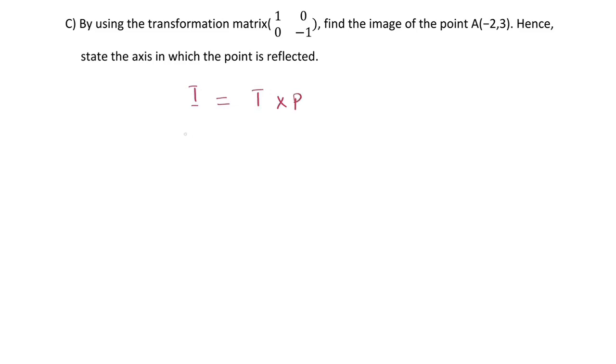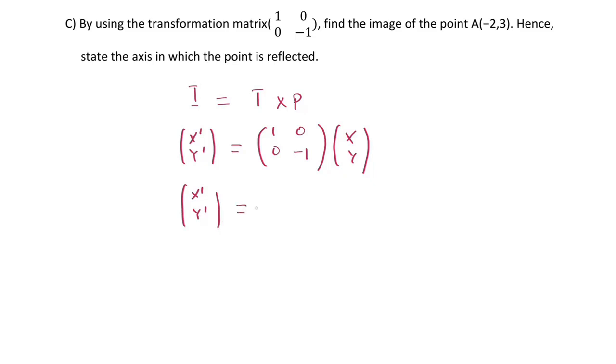Okay, so we are having (x image, y image) equals matrix (1, 0; 0, -1) times matrix (x, y). Okay, so next we are going to substitute the values of x and y from the question. Then our equation is going to be (x image, y image) equals matrix (1, 0; 0, -1) times (-2, 3).